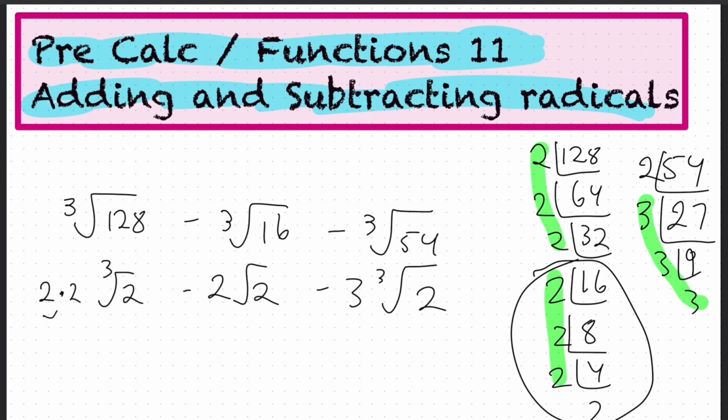So this is 4 root 3, and then minus, they're all to the third root, minus 2 root 2 minus 3 third root of 2. So it would just be 4 minus 2 minus 3, which will just lead to us getting minus 1 third root of 2.